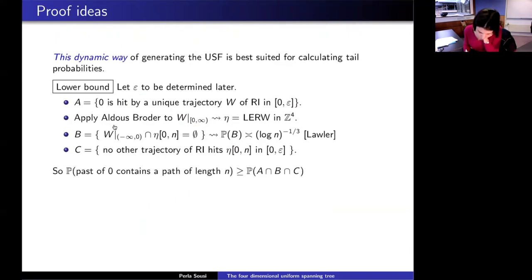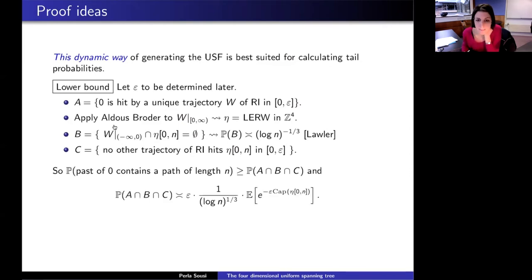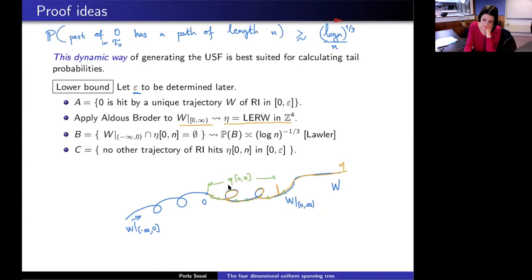So this gives us a lower bound. If A and B and C, then 0 contains a path of length n. And now we need to estimate this probability. And remember, we want to prove this lower bound.